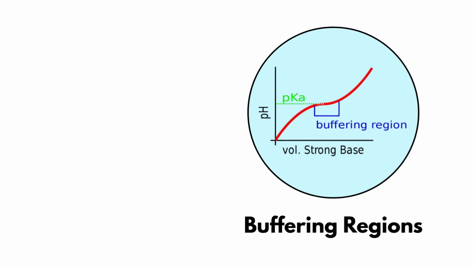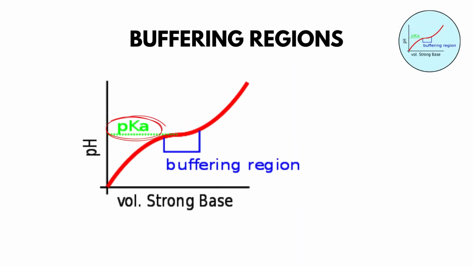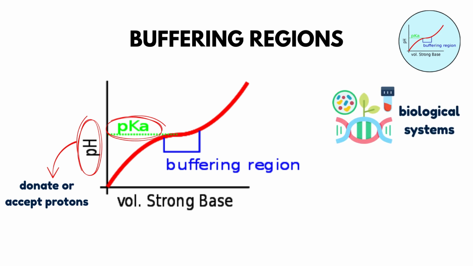Buffering regions. Around each pKa, amino acids resist pH changes because they can donate or accept protons. On the MCAT, this explains why biological systems rely on amino acids to stabilize pH.